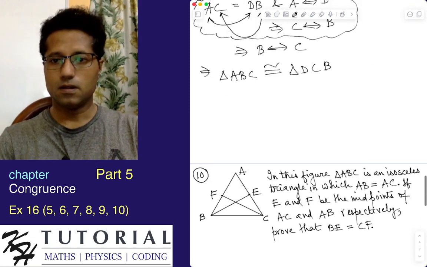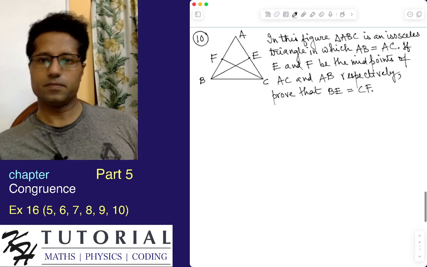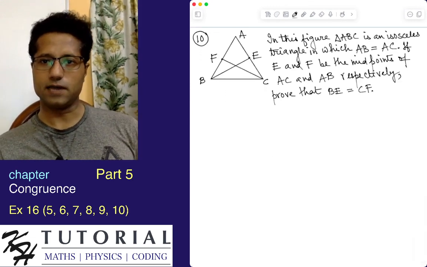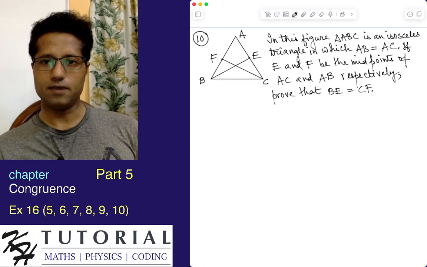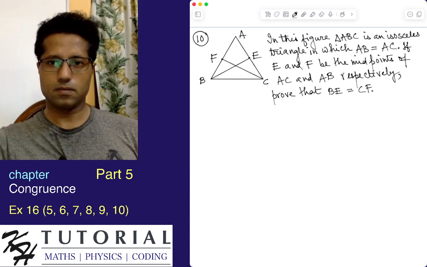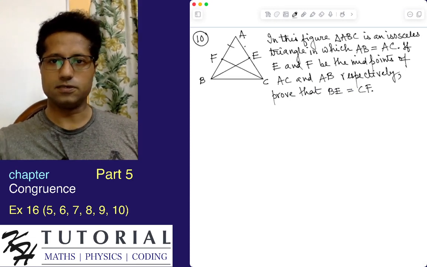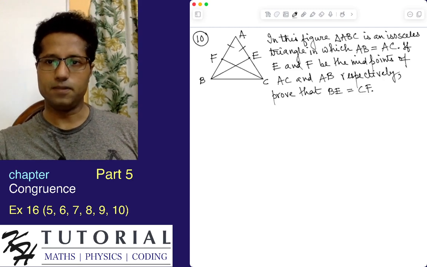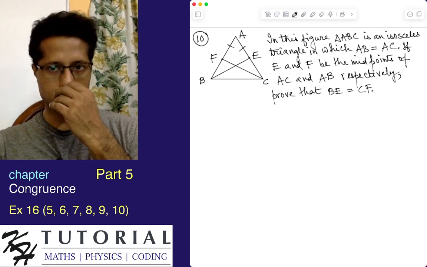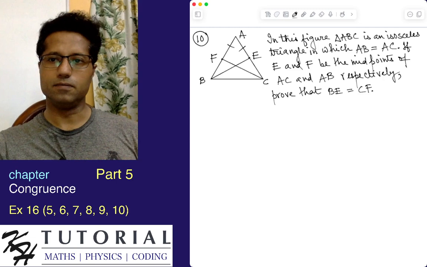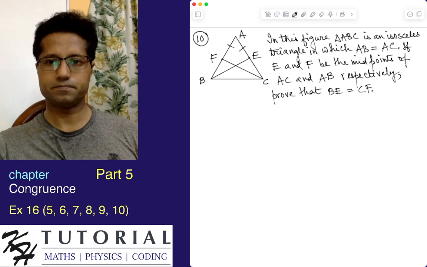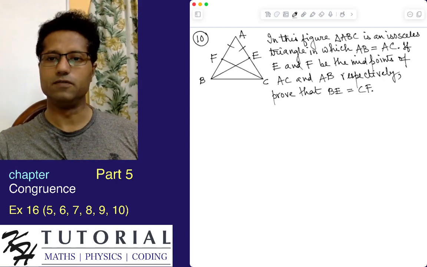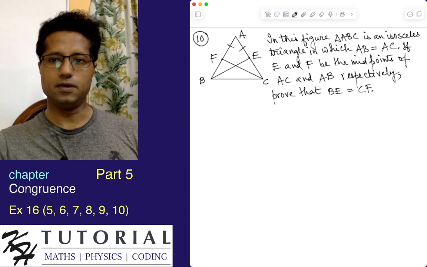Okay. Question number 10, we have in this figure ABC is an isosceles triangle in which AB is equal to AC. So AB is equal to AC is given. If E and F are the midpoints of AC and AB respectively, prove that BE is equal to CF.